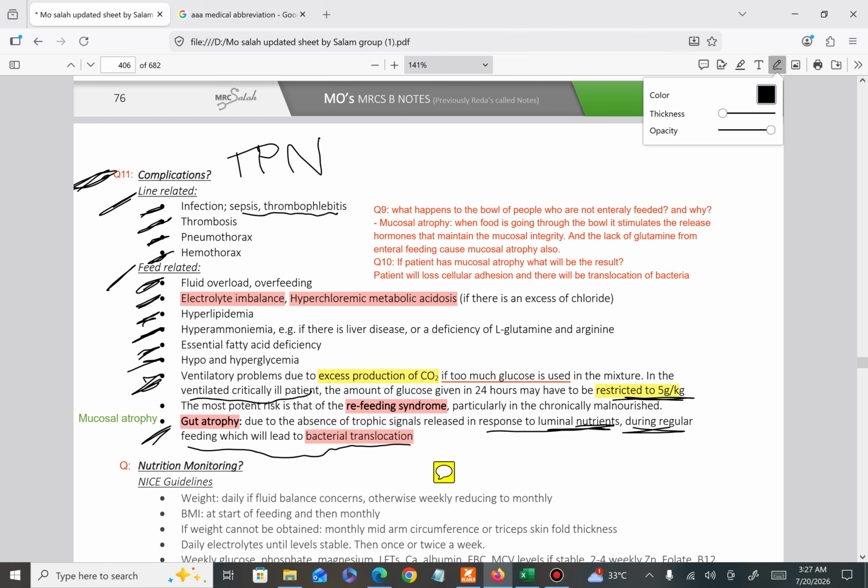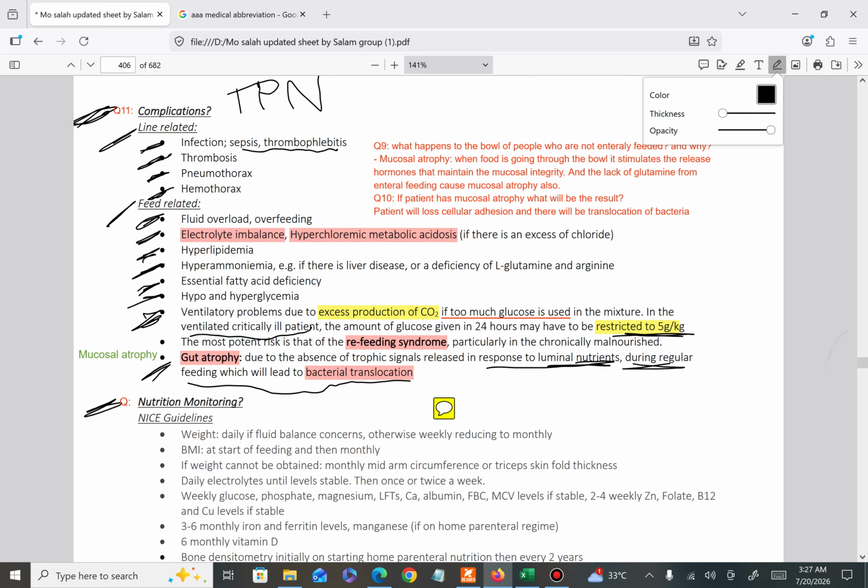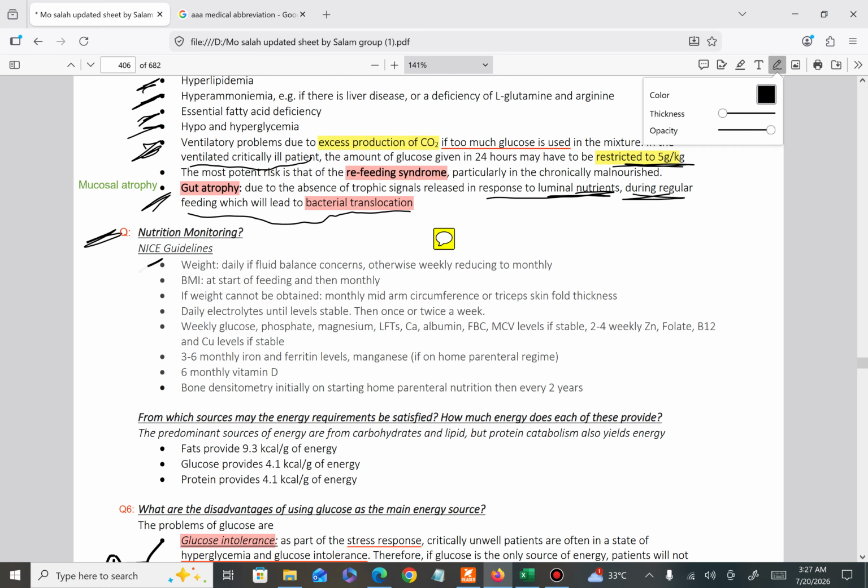Then the next question is nutrition. How will we monitor the nutrition? Nutrition monitoring will be according to NICE guidelines. The weight should be monitored daily if fluid balance concerns, otherwise weekly, reducing to monthly. BMI at start of feeding, and then monthly. If weight cannot be obtained, monthly mid arm circumference or triceps skin fold thickness. Daily electrolytes until level stable, then once or twice a week.